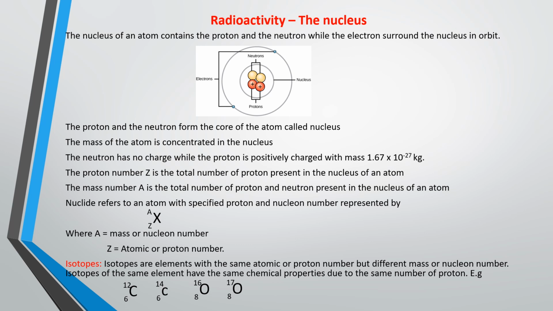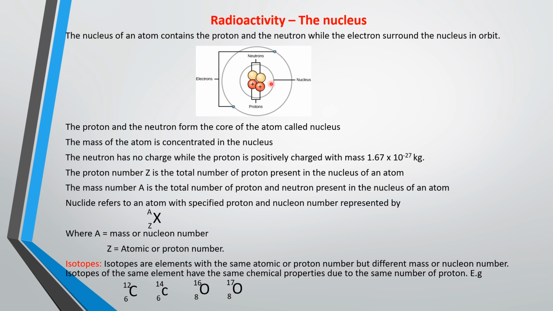So the nucleus of the atom actually consists of the proton and the neutron, while the electron surrounds the nucleus in an orbit. We have discussed this before. So the neutron and the proton constitute or form the core of the nucleus of the atom. Alright, and the mass of the atom is concentrated in the nucleus. Why do we say so? The mass of the atom is the sum of the number of protons and the number of neutrons in an atom. So the mass of the atom is concentrated in the nucleus.